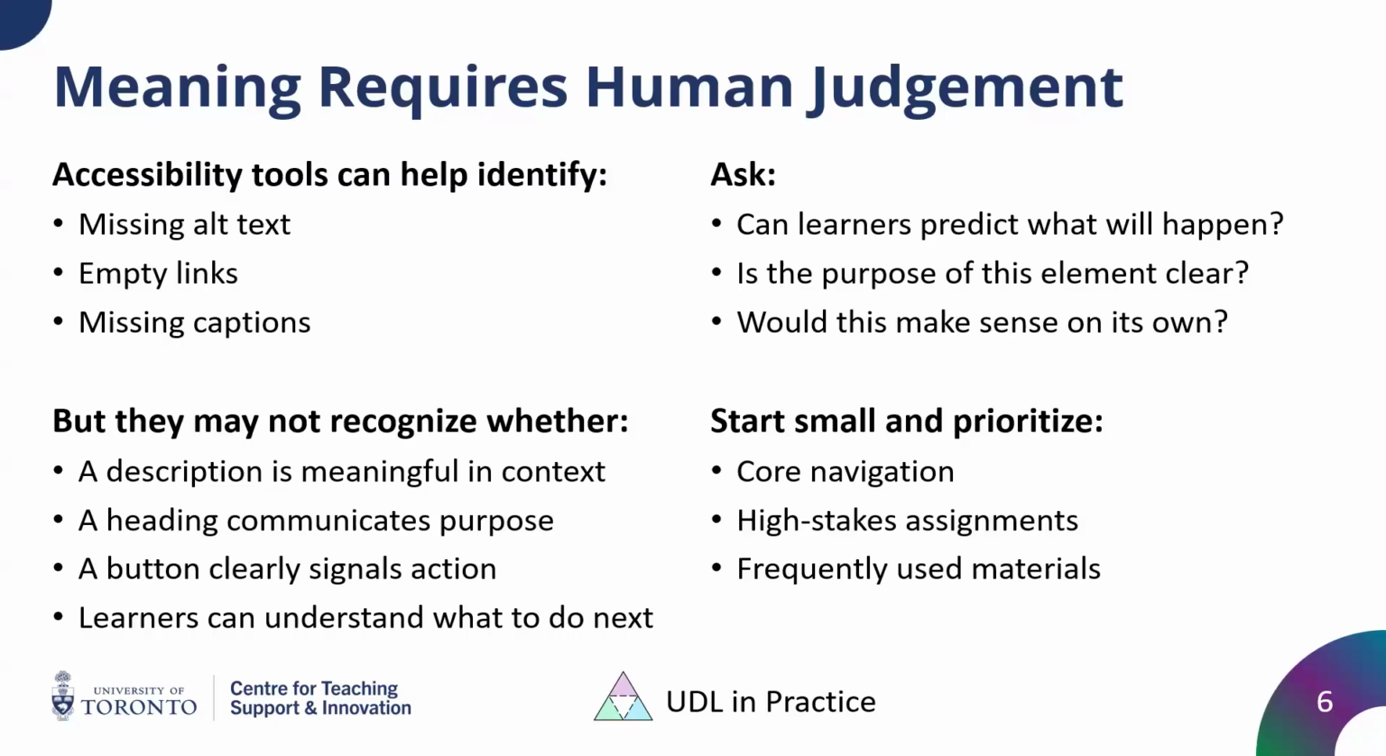I like to think about what are the core navigational pieces I need in my document or my Quarkus page that my learners will probably be seeking, and I try to fix those first. Things like high stakes assignments, I want to make sure information for high stakes assignments is very, very clear. And things like frequently used materials, such as your syllabus. Well, I hope your syllabus is a frequently used material, but maybe it's the calendar or the rubric, or it's a Microsoft Forms where you ask students to submit their individual reflection every week. You want to make sure those elements are very clear.